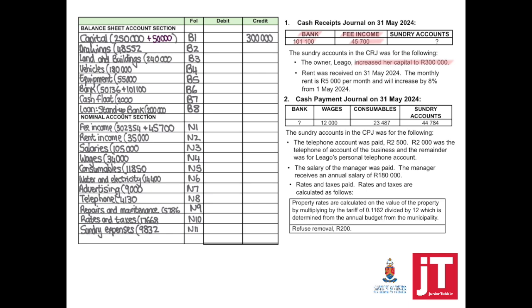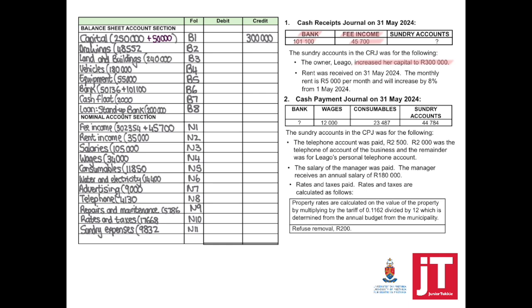Then the second transaction from the cash receipts journal said rent was received on 31 May 2024. The monthly rent is 5,000 per month and will increase by 8% from 1 May 2024. That means that that's the beginning of this month. Now you also need to be careful because he paid at the end of the month. So what is the new monthly rent after the increase?